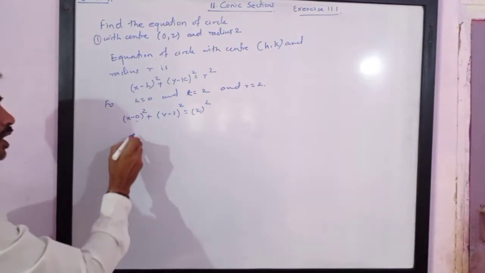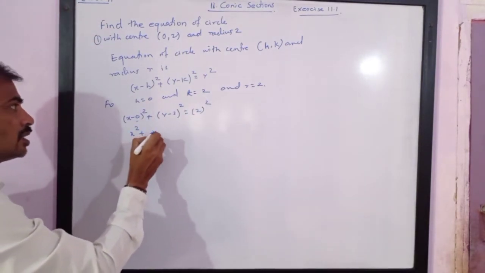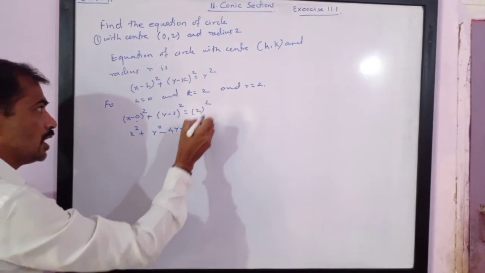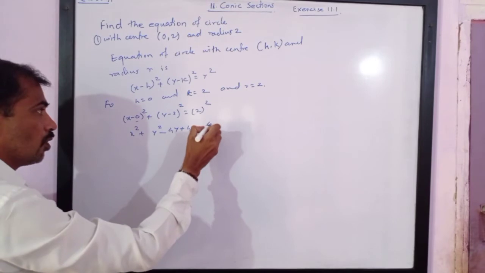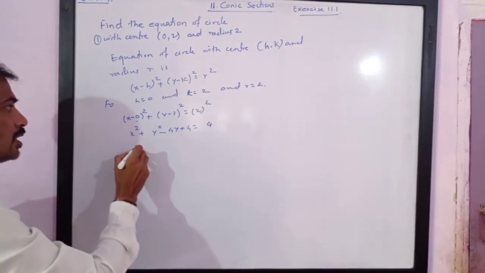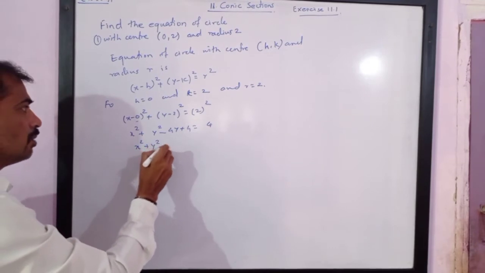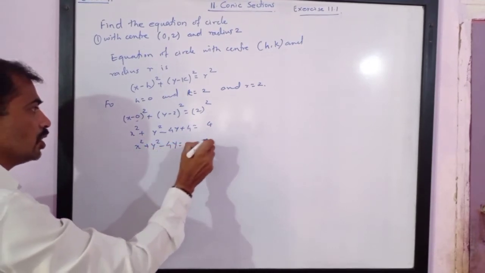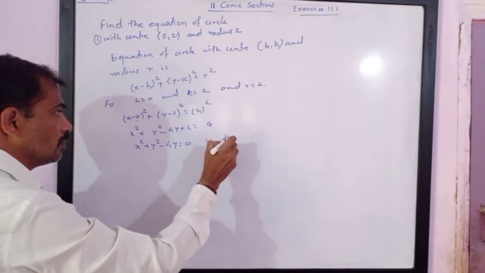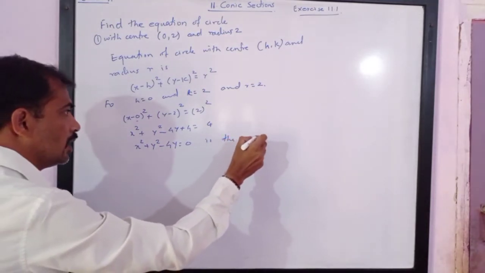So if you solve this further, you will get x square plus y square minus 4y plus 4 is equal to 4. 4 gets cancelled from both sides. So you will get x square plus y square minus 4y is equal to 0, which is the required equation.